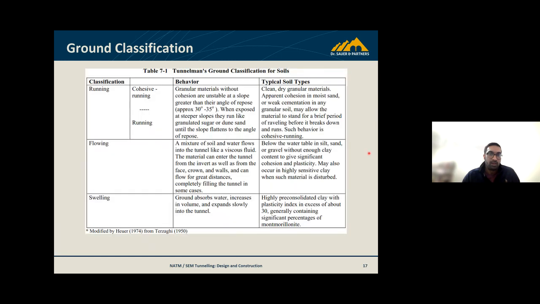The Tunnelman's one is one that I'm fairly familiar with. Used a lot in the soft ground in London, and you basically have these different ground classifications based on how the ground is going to react.